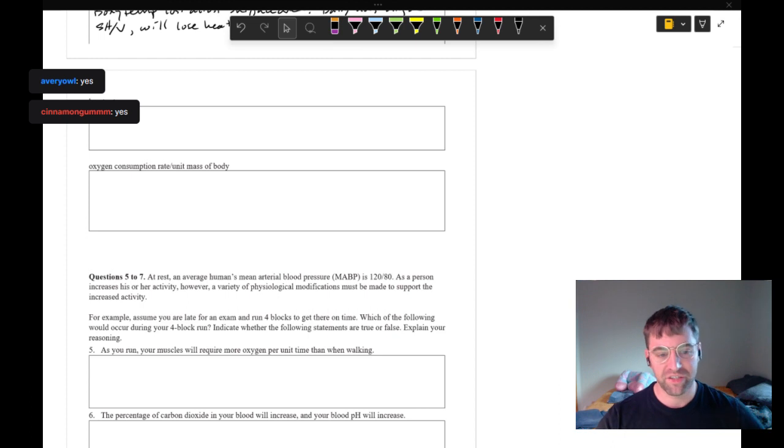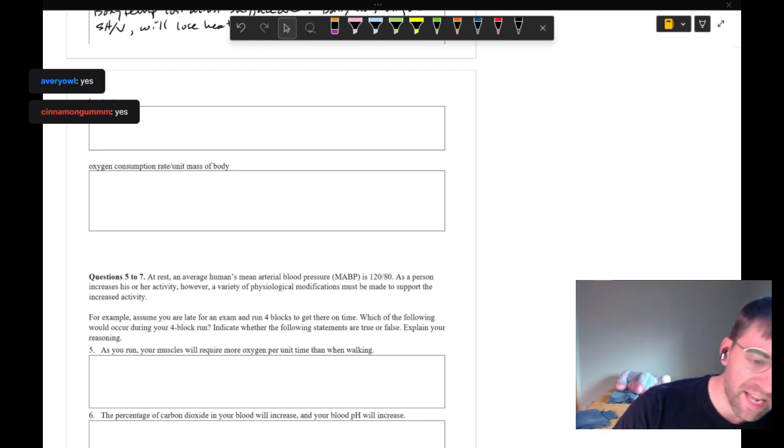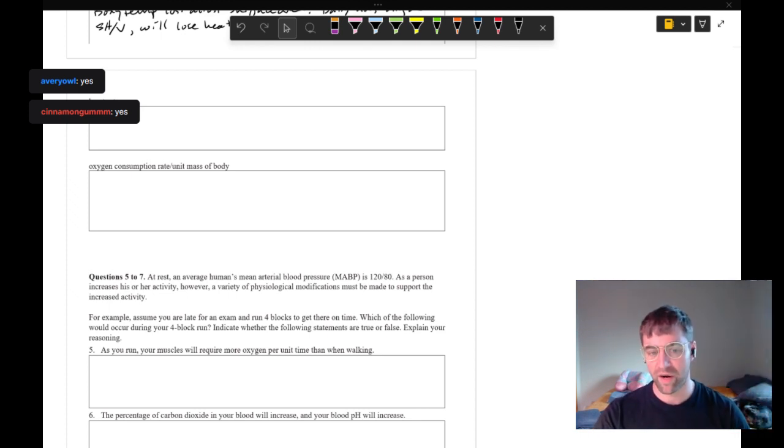So oxygen consumption rate per unit mass of body. Similar reasoning. To maintain a constant body temperature, the infant's going to require a higher metabolic rate, right? They're not grown, they don't have a bunch of energy stores, they don't have the volume for maintaining that temperature. So heart rate and oxygen consumption are going to be much, much higher.